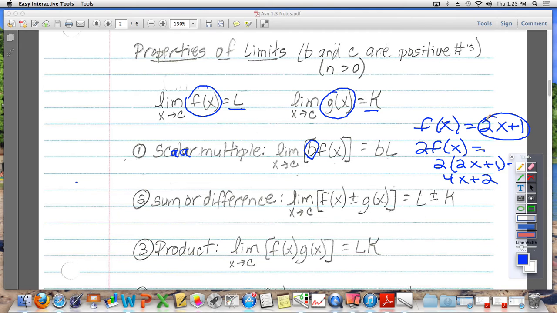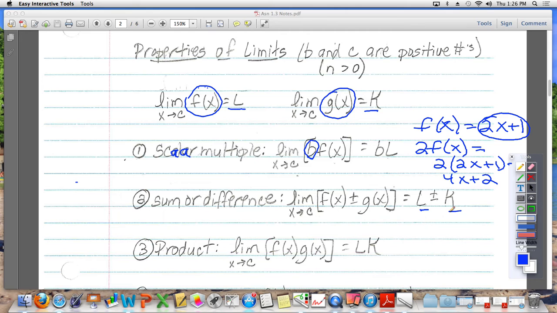Sum and differences. All right, the limit as x approaches c of f of x plus or minus g of x. All you need to do is calculate the limit of the first function, calculate the limit of the second function, and then either add them together or subtract the two limits. So rather than adding the functions together first and then calculating the limit, you can calculate the limits individually and just add their limits together in the end.